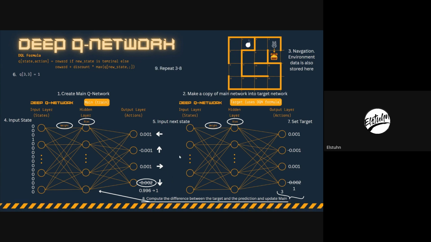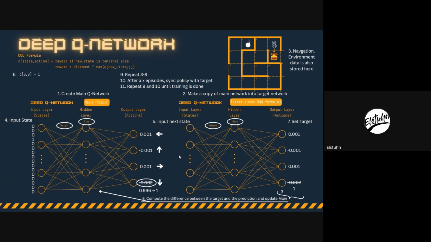And then the next step is we repeat step 3 to step 8. So the agent just navigates around, goes through the 2 networks, and goes back to the main network. Okay, so that's step 9. Moving on to step 10.